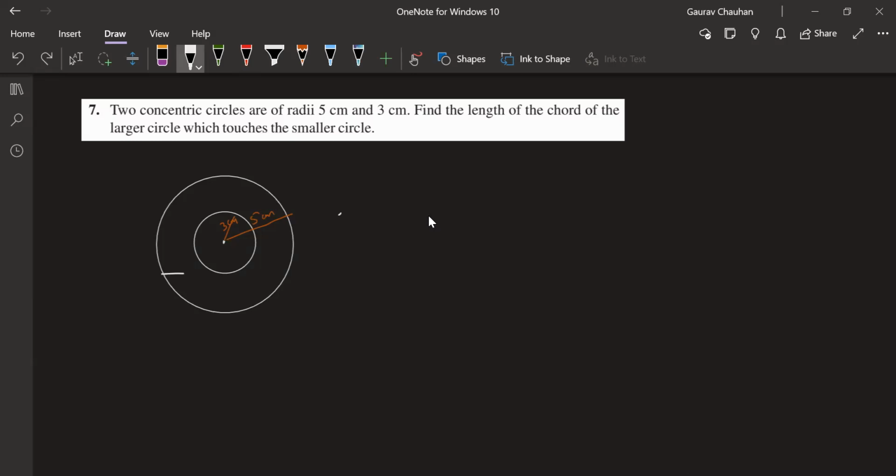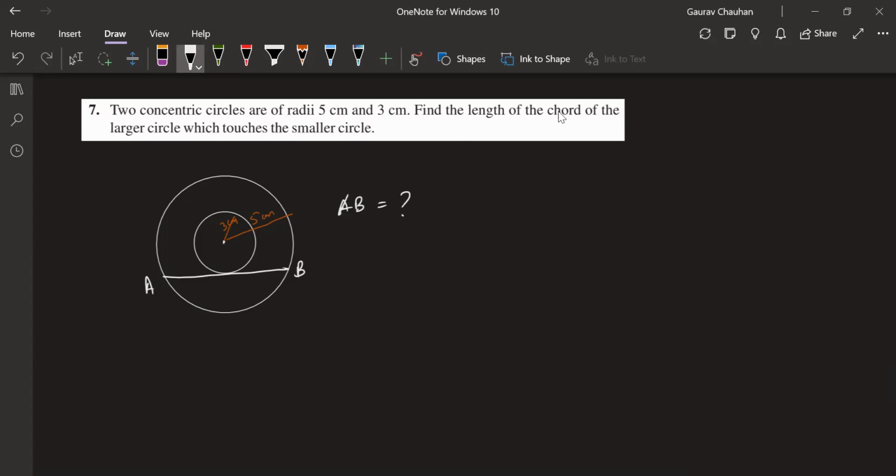There will be many chords here, of course, which will touch the inner circle. So this is a chord for the bigger circle, but a tangent for the smaller circle. AB is a chord for the bigger circle, but tangent for the smaller circle. They're asking us to find the length of this chord. Find the length of AB.